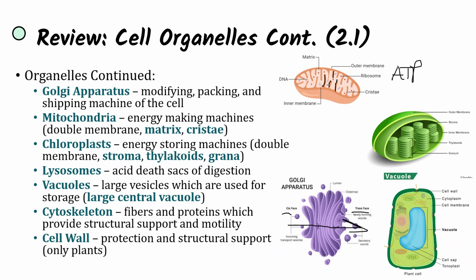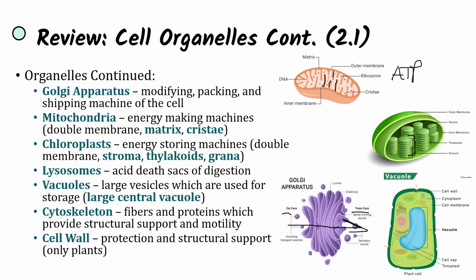Next up, we've got chloroplasts, which are energy storing machines. These are going to take the energy from the sunlight and turn it into food. And they also contain a double membrane, just like mitochondria. Their interior fluid is known as the stroma, and they're going to consist of these discs known as thylakoids, which contain the pigment chlorophyll. And chlorophyll is what makes plants green. And these thylakoids are going to be arranged in stacks known as grana, which you can see right here.